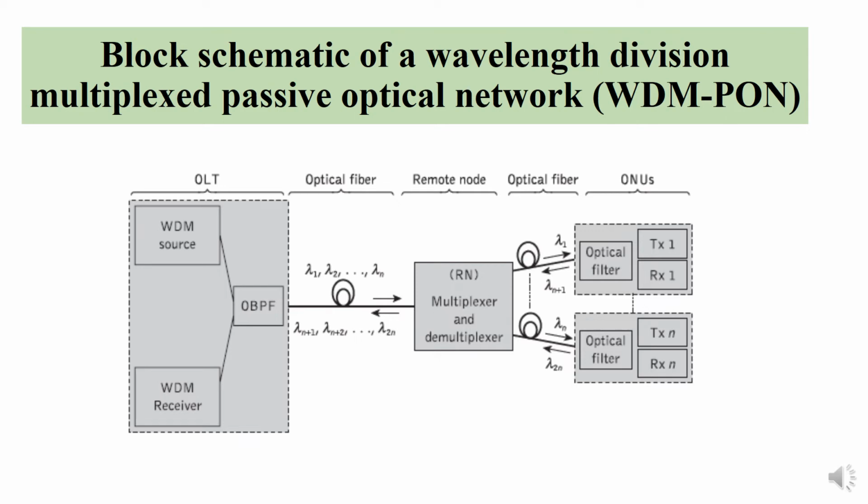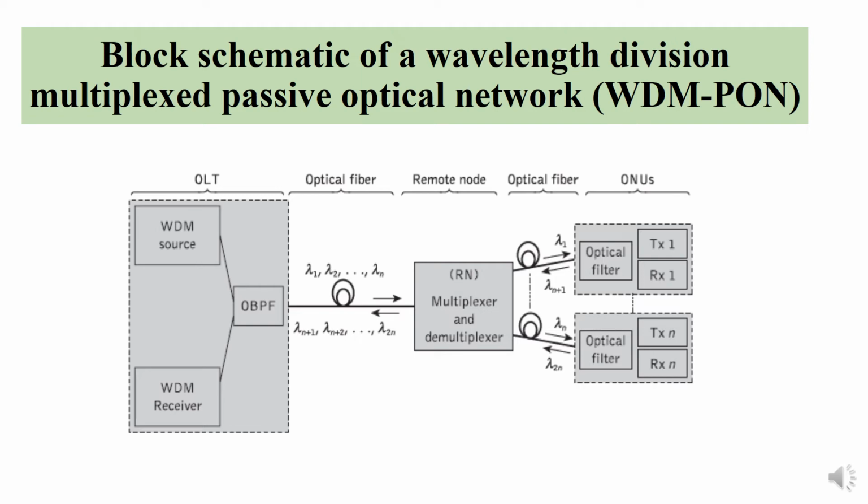Here we can see that the OLT comprises both WDM sources and receivers, and we have OBPF, that is optical bandpass filters, that are used to separate optical signals between transmitter and receiver units in the OLT. So the OLT that is connected to the remote node by the fiber carries bidirectional signal transmission, enabling two wavelength bands, that is one for upstreaming and another for downstreaming.